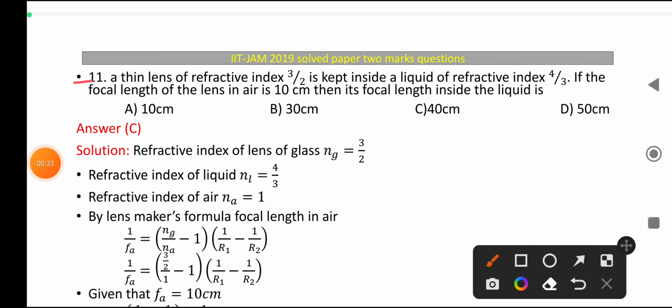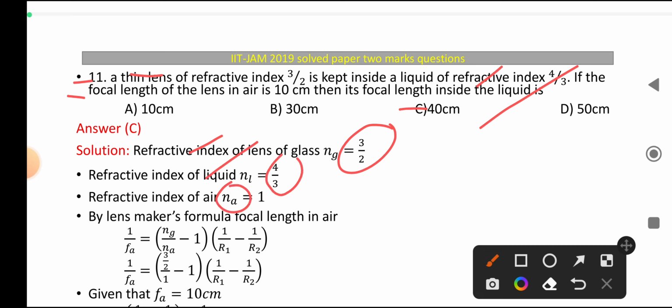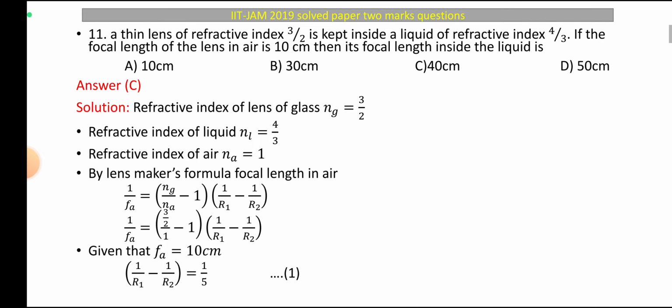First, a thin lens of refractive index 3/2 is kept inside a liquid of refractive index 4/3. If the focal length of the lens in air is 10 centimeter, then what is its focal length inside the liquid? Focal length in air is given, and the refractive indices of the liquid and glass are also given. Lens means glass, so the refractive index of the glass, that is the lens, is 3/2, and the liquid refractive index is 4/3. Air refractive index is 1.